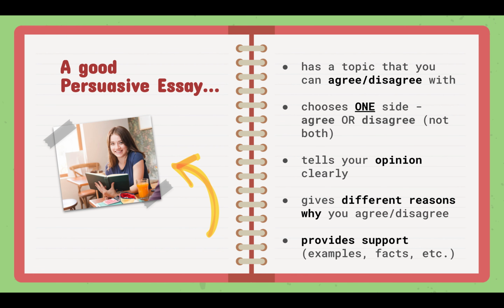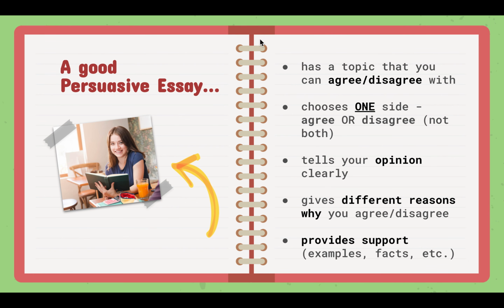The second feature is that you, as a writer of a persuasive essay, need to choose one side. Either you agree or you disagree, but you cannot choose both sides, okay? And sometimes students have trouble with this because they can see it from both sides. But just remember that when you're writing a persuasive essay, you actually have to choose just one side because your goal is really to get your readers to agree with you and to kind of win that argument, okay?